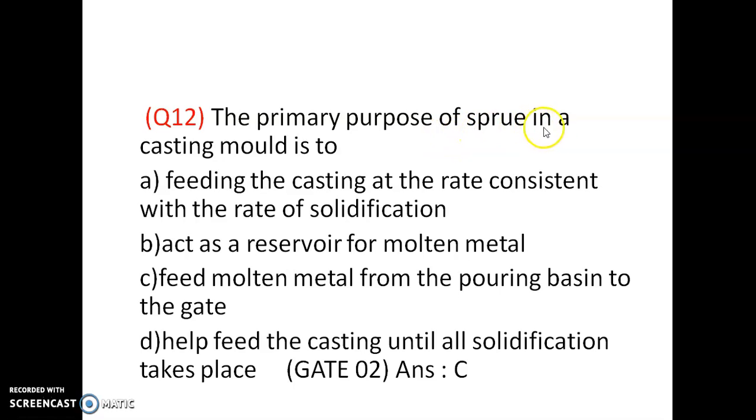The primary purpose of a sprue in mold casting is to feed the molten metal from the pouring basin to the gate. So option C is correct. The other options, that it feeds the casting at a rate consistent with solidification, acts as a reservoir, or helps feed the casting until all solidification takes place, are wrong. It is the sprue through which the molten metal is fed from the pouring basin to the gate. So option C is correct.